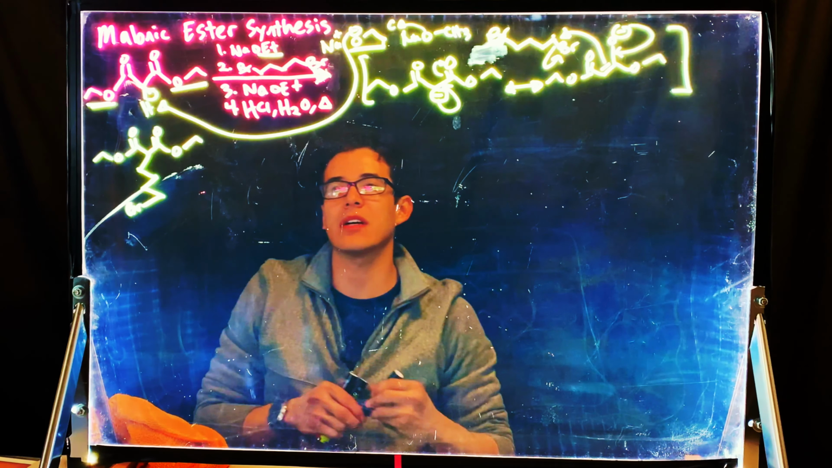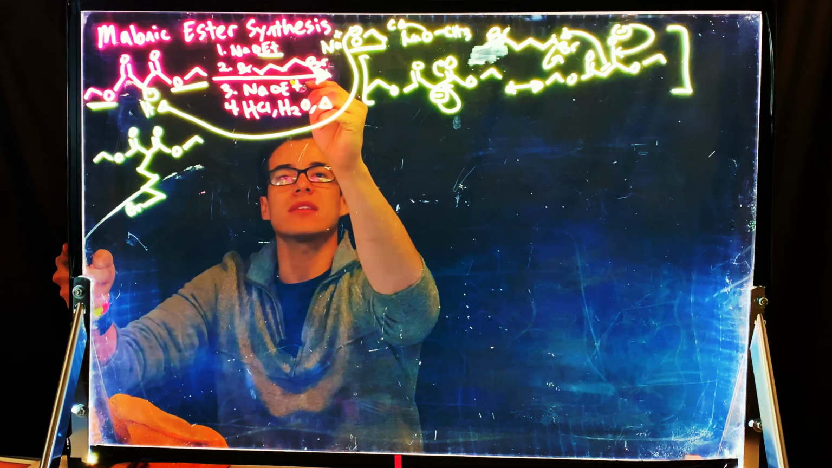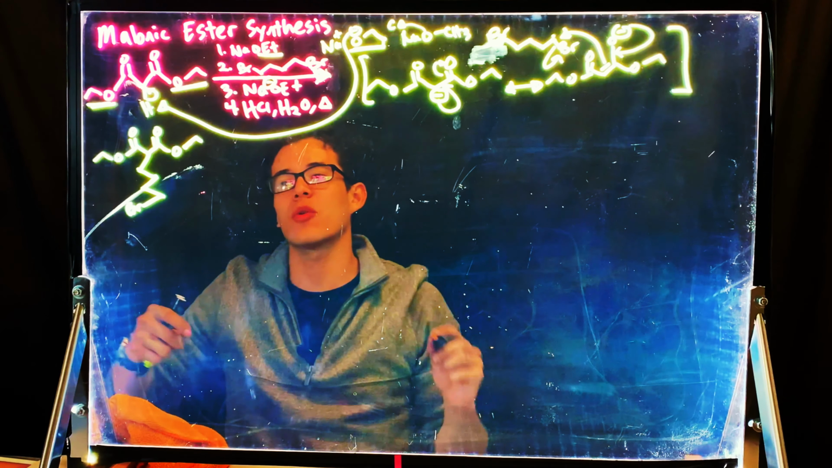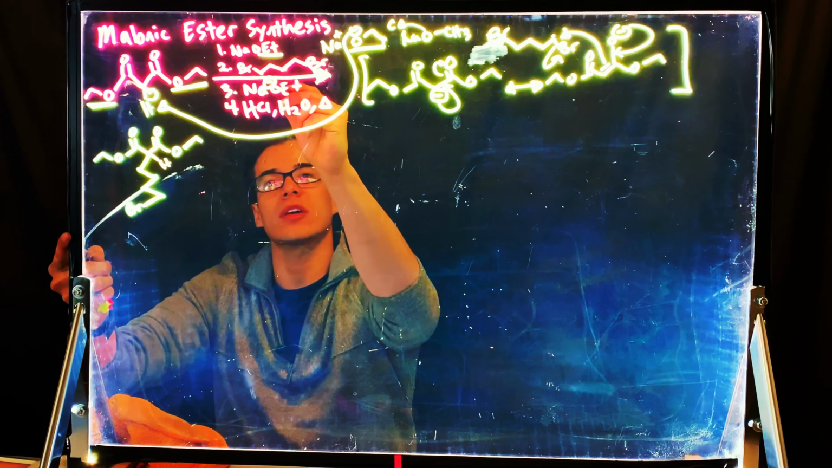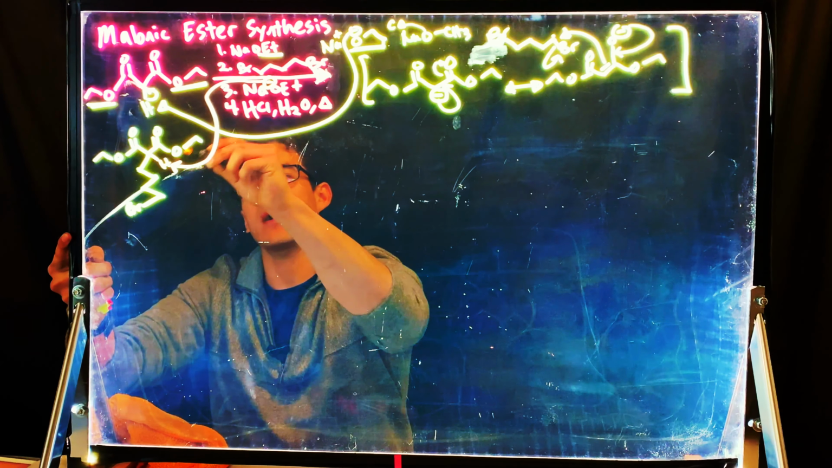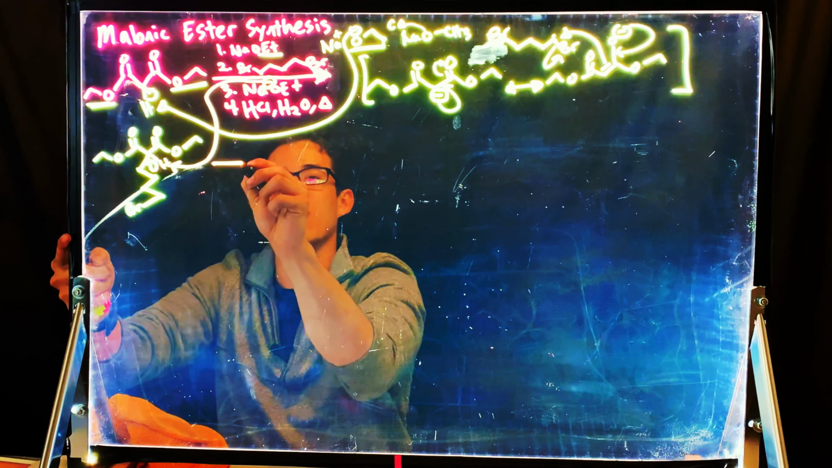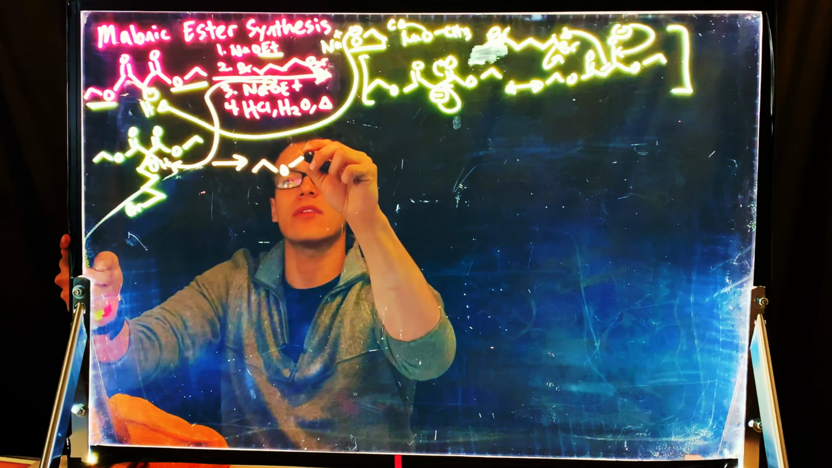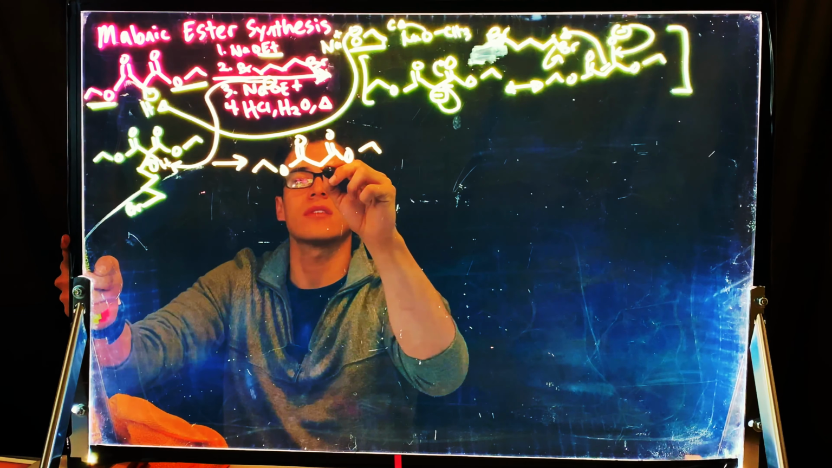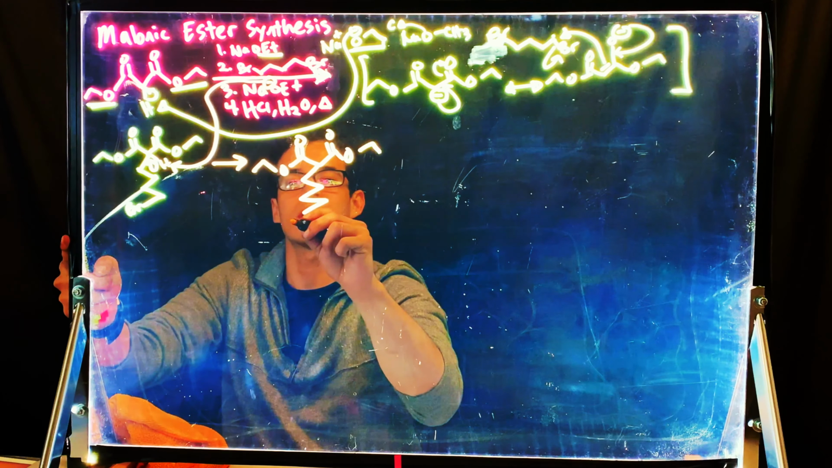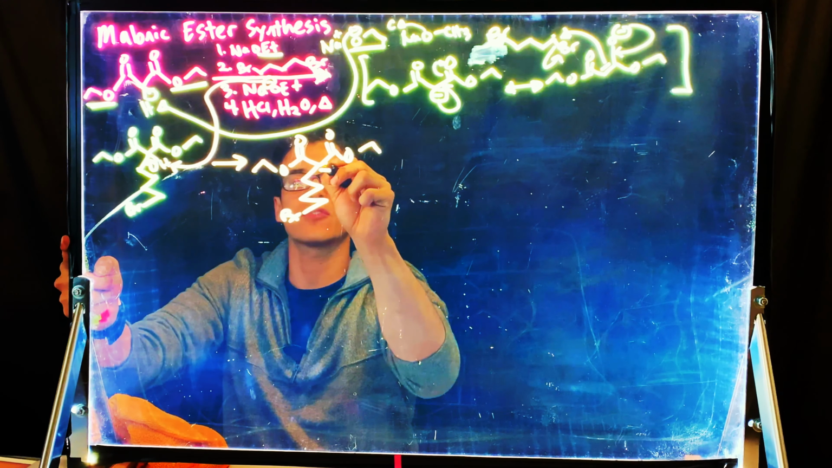Now what's our next step? Well, I see that we have another NaOEt. Here's our NaOEt. What do you think it's going to do? It's going to do the same thing as in our previous step. We can grab an alpha hydrogen. That alpha hydrogen is available, there was one left. So now we have a negative charge on this carbon.